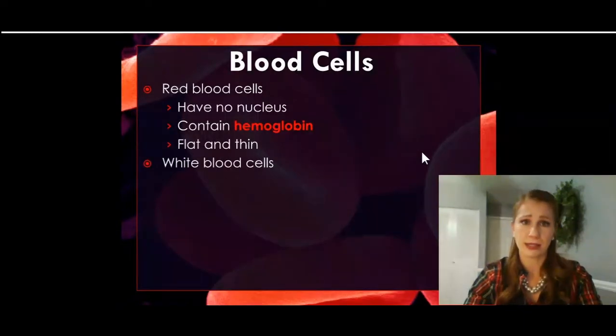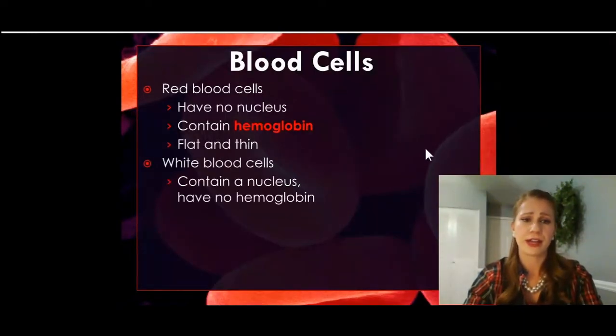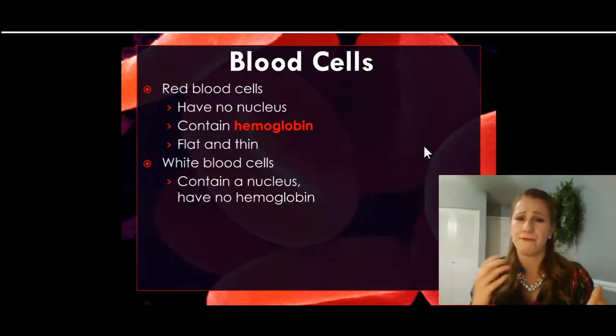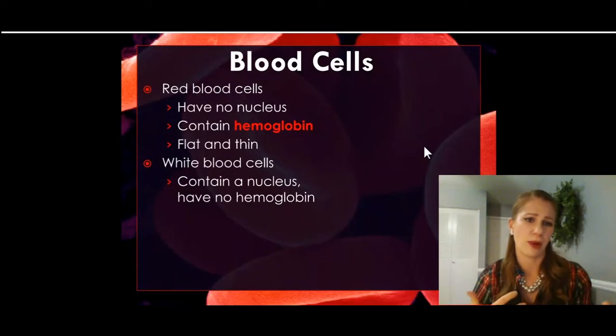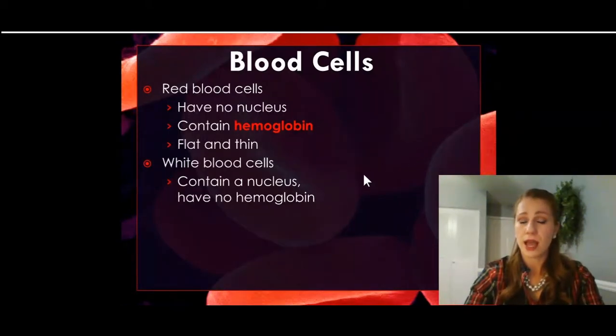We also have white blood cells. Now, white blood cells, they're going to be your defenders. They're going to be there to protect you from bacteria and viruses, anything that infiltrates your body. They have a nucleus, but they don't have hemoglobin. White blood cells aren't going to carry our oxygen. Instead, they're going to be there to protect us from different kinds of invaders for our body.